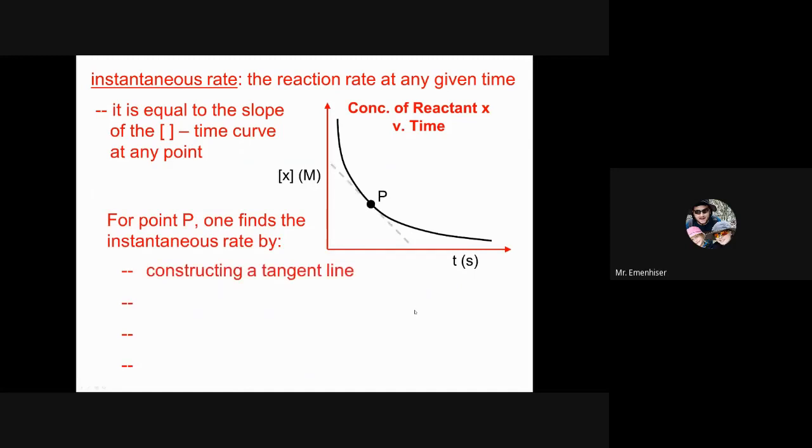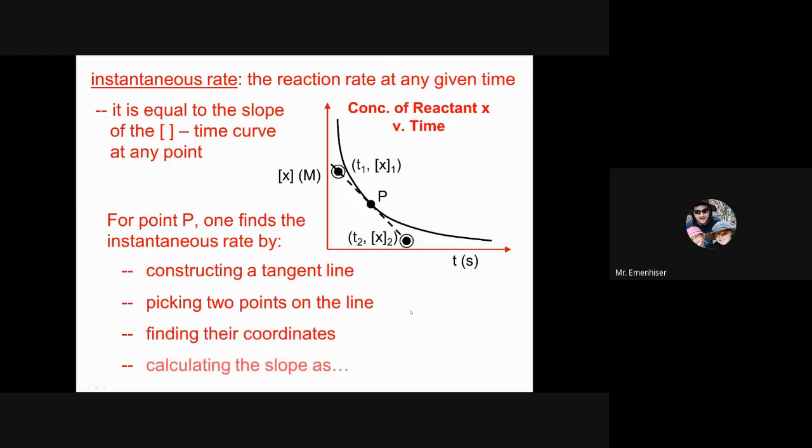So I can plot a point, get a tangent line. I can pick 2 points along that line, find their coordinates, and find the slope. Rise over run. Slope equals rate, and that is equal to the rise over the run. What does that mean? The second y value minus the first y value divided by the second x value minus the first. y2 minus y1 over x2 minus x1.